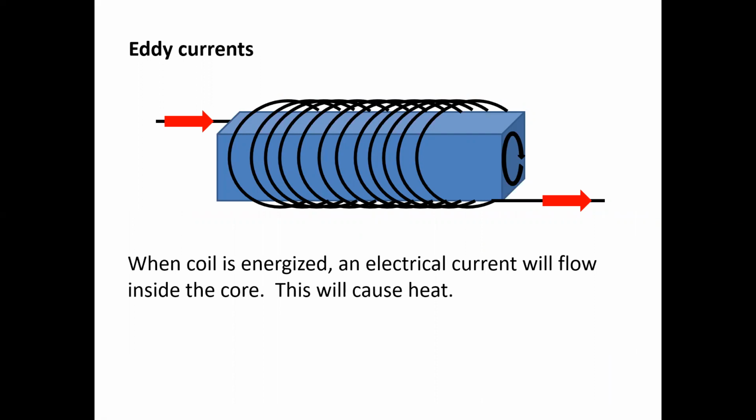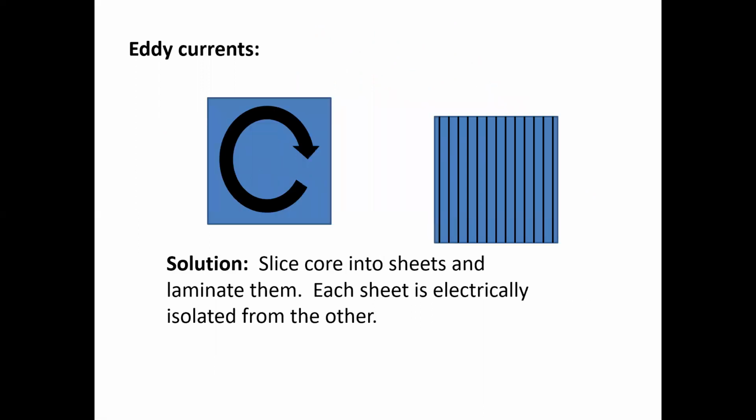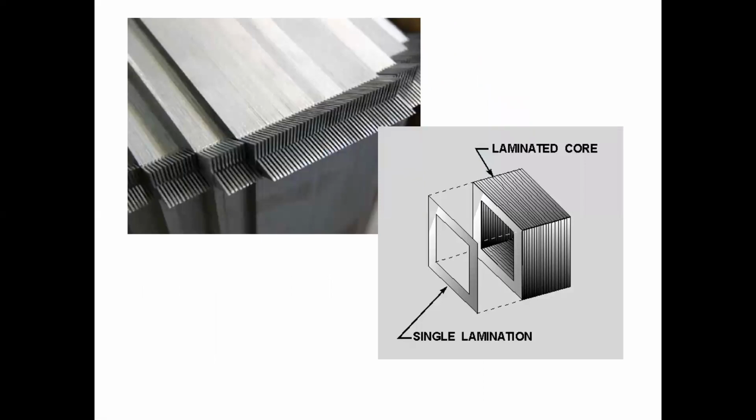And so again, we can solve this by slicing that core into tiny little sheets and electrically isolating them one from the next. And that would then prevent the eddy currents from developing and circulating, and therefore the loss of electrical power. This is commonly done in transformers and motors. Anything that utilizes magnetism as its chief means of operation will have the core sliced up to reduce the eddy currents.